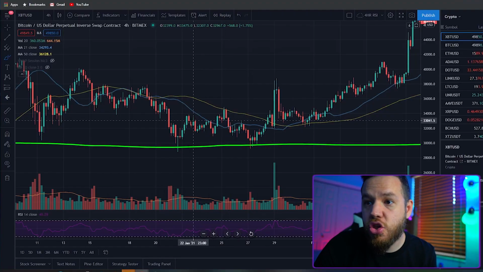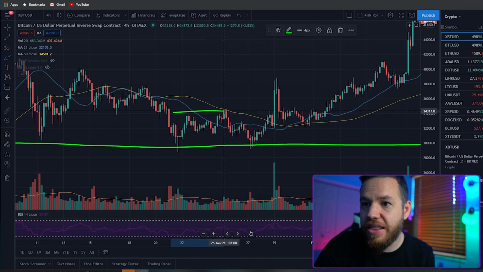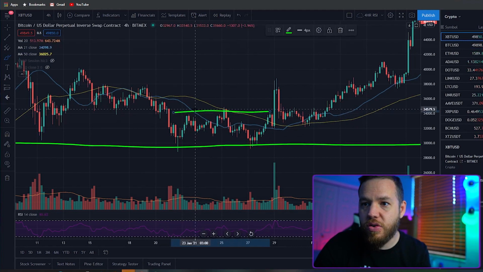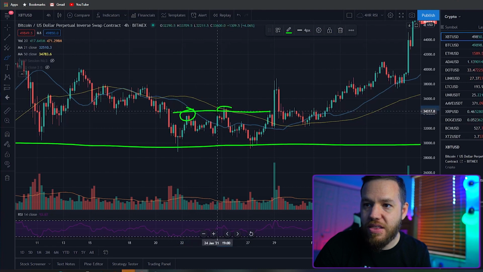Now here on this chart as well, we can see the resistance right here. So you can see here that this was rejected there, rejected there, rejected there, right?